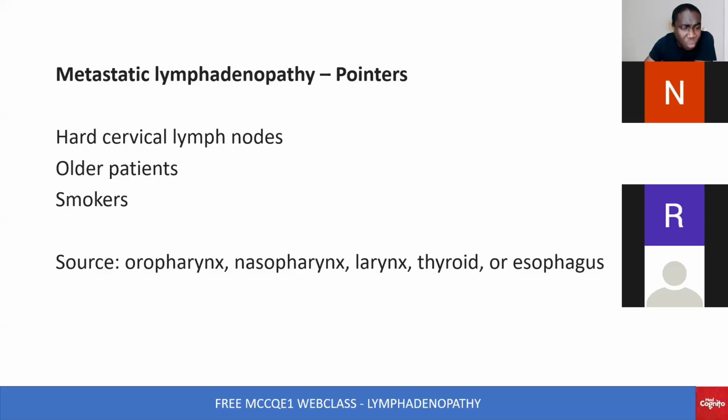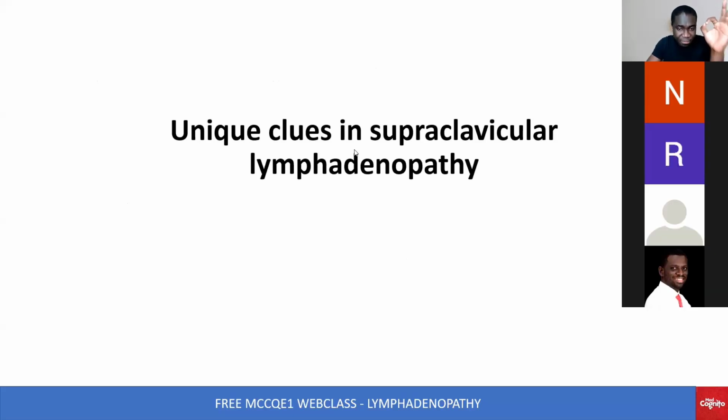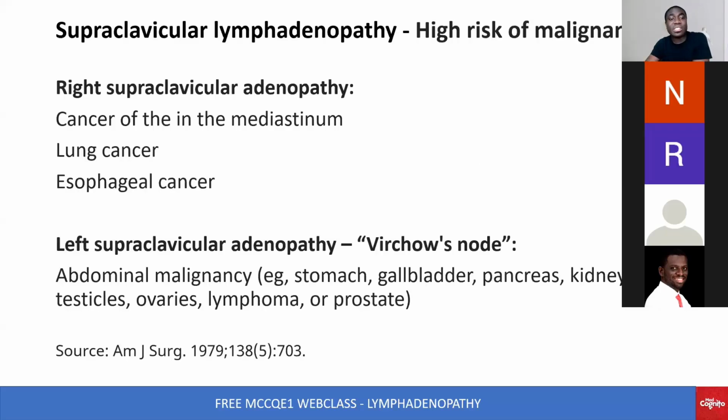Older patients, smokers, and usually it is in the oropharynx, the nasopharynx, the larynx, the thyroid area, and the esophagus. That is where a lot of the metastatic lymphadenopathy may be coming from. Now, another group of lymph nodes you want to pay attention to is supraclavicular lymphadenopathy. You even have to look at the question stem. Is it saying that the lymphadenopathy is on the right? Is it on the left? If it is on the right, you're looking at usually cancers in the mediastinum, lung cancer, esophageal cancer.